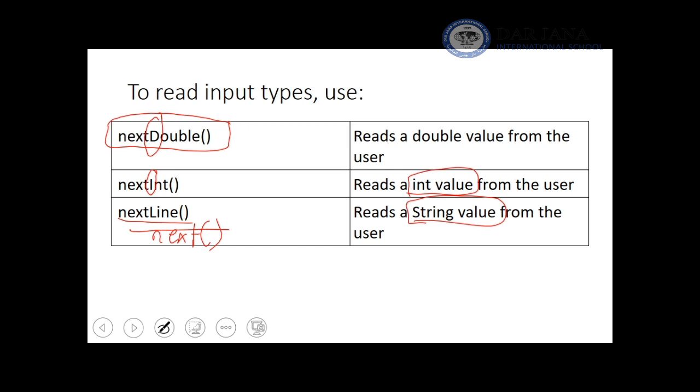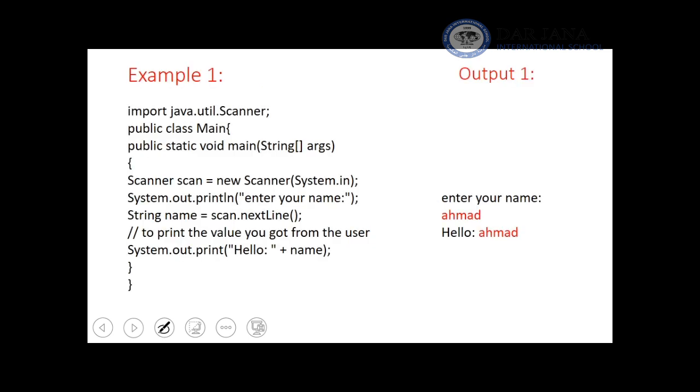Now, how to use these functions in Java? We have example 1 here. At the beginning of the page, we have the import code to call the scanner. After that, these are regular lines, and we have the object over here. This object: Scanner scan = new Scanner(System.in). I'll remind you that scan is just a name. You can substitute it by any other name.